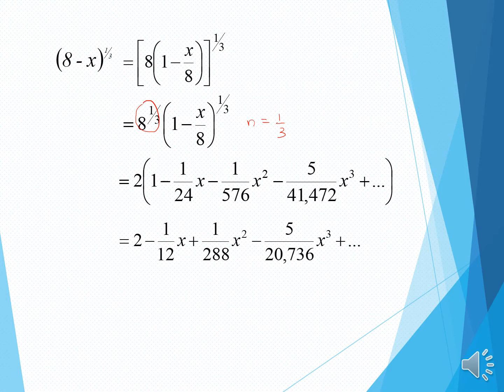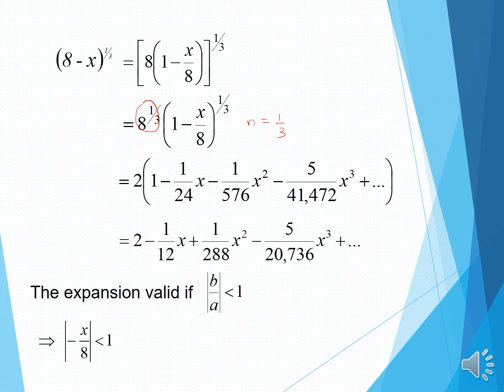For expansion to be valid, modulus b over a less than 1. Modulus negative x over 8 less than 1. To open the modulus symbol, so become negative 8 less than x less than 8.